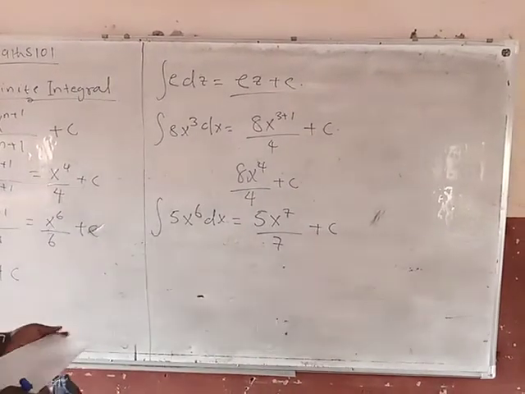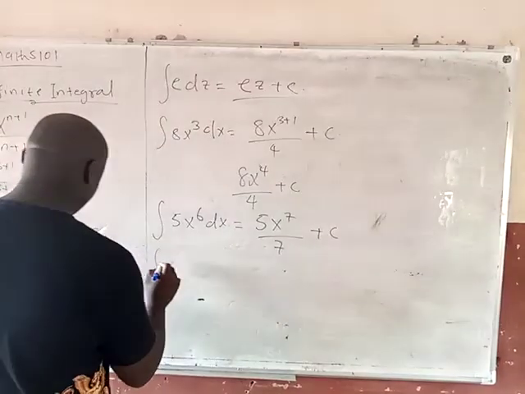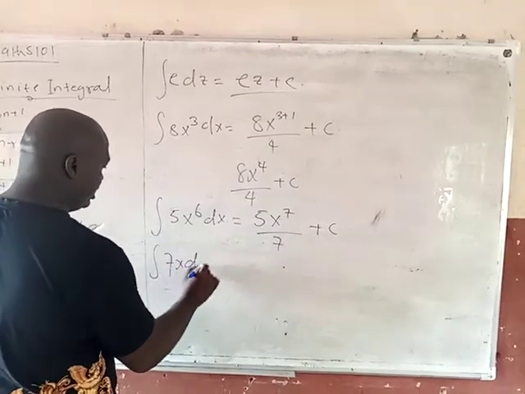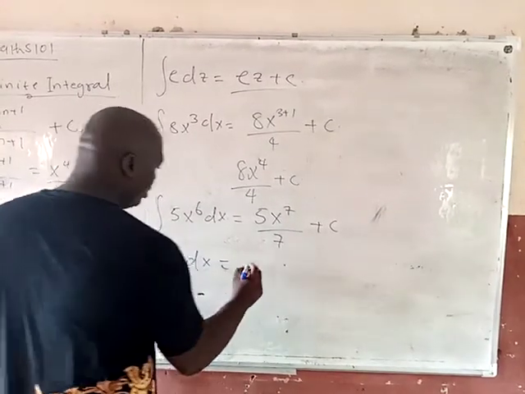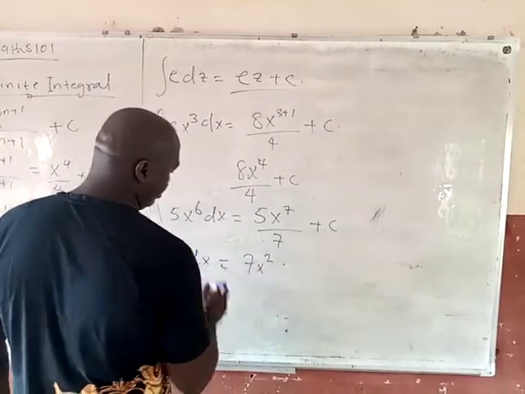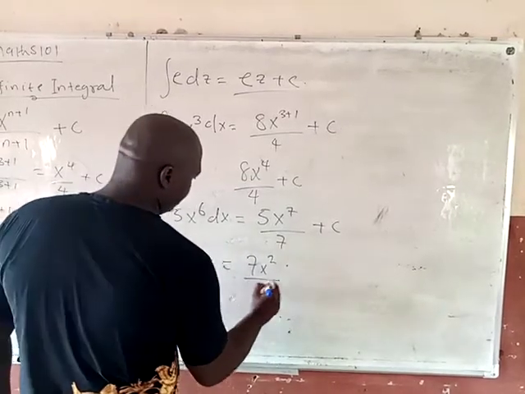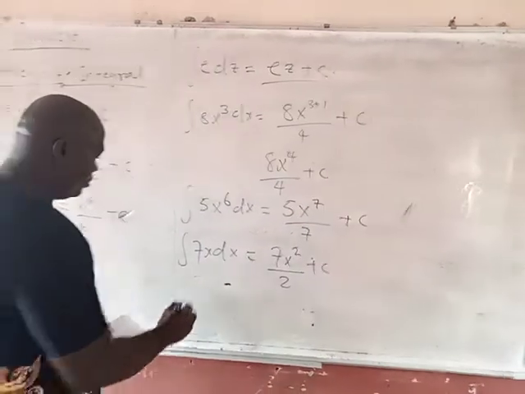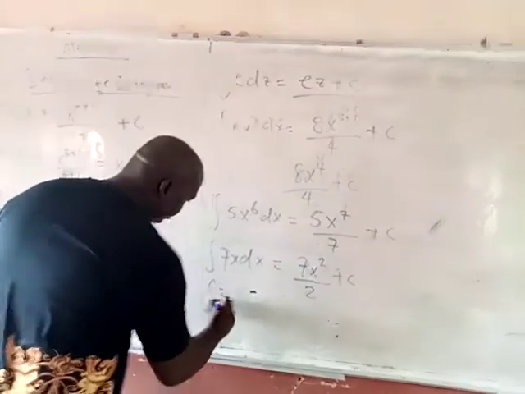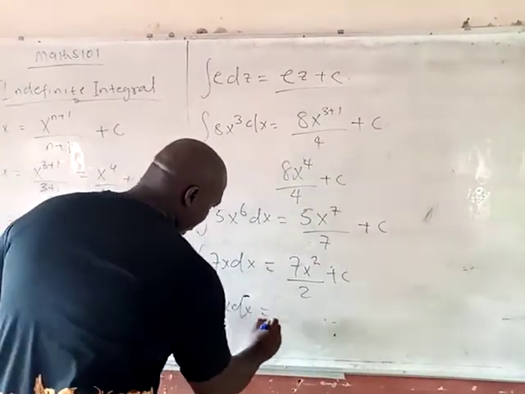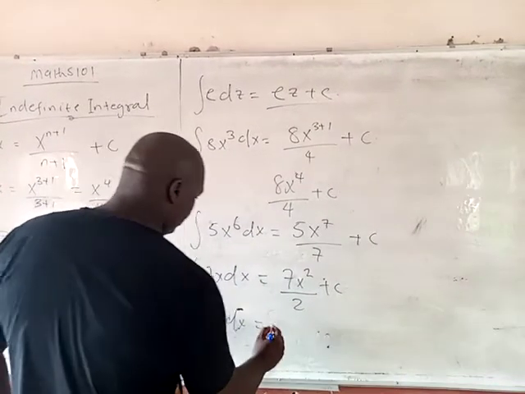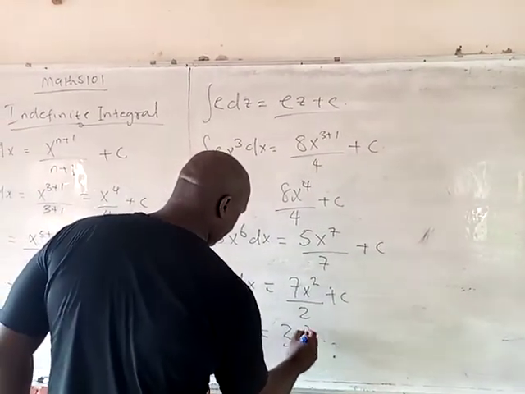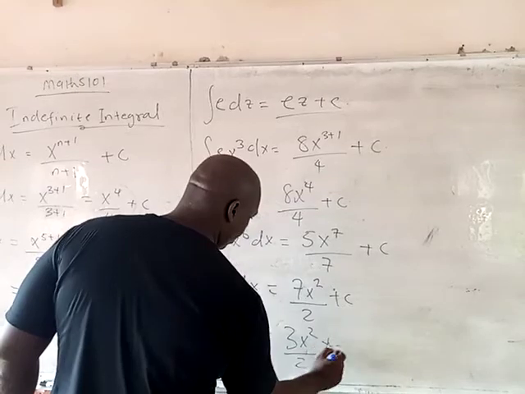But what if you have, for example, an integral of 7x dx? So this will give you what? 7x squared. We add 1 here, and then divide by 2 plus what? C. What if you have an integral of 3x dx? So what are you going to get? 3x squared divided by 2 plus what?